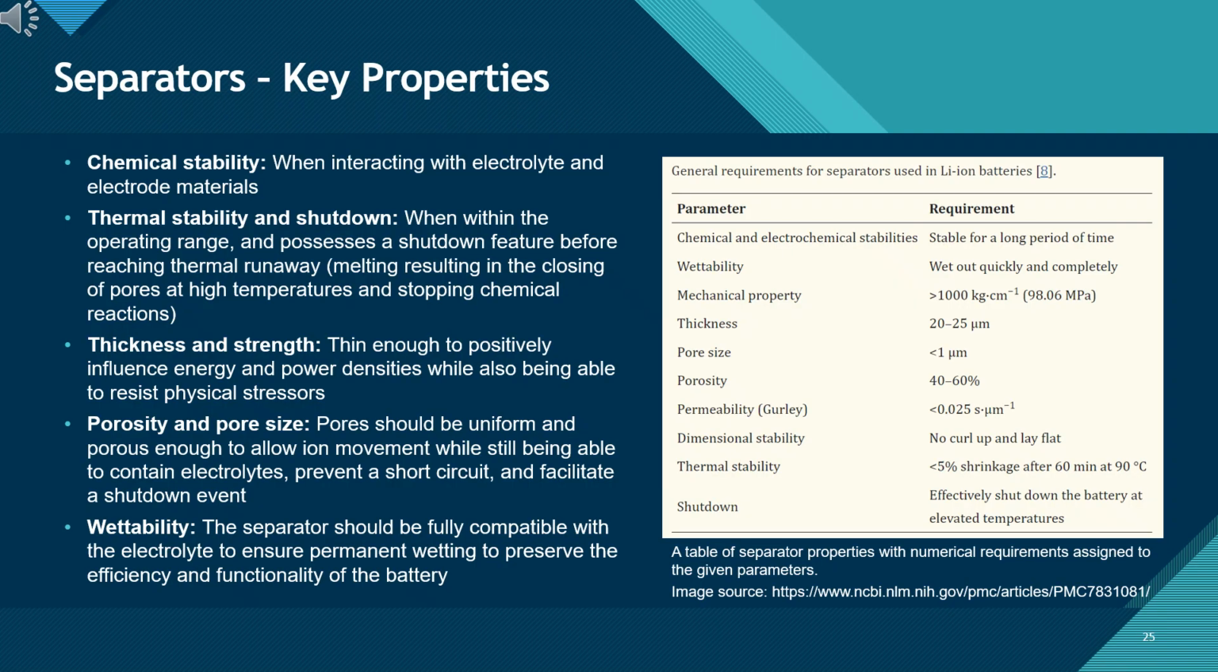You don't need to memorize every number right now, but you do need to understand that these tolerances are extremely tight. A separator that is too thick reduces energy, while one that is too thin might tear during manufacturing. Please review this table later to familiarize yourself with the specific pass/fail criteria for these materials.